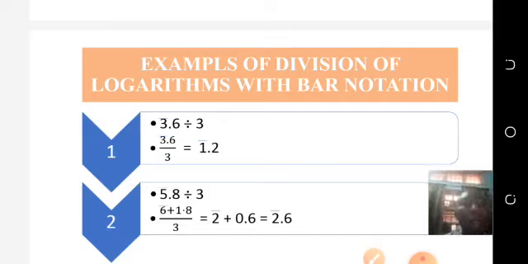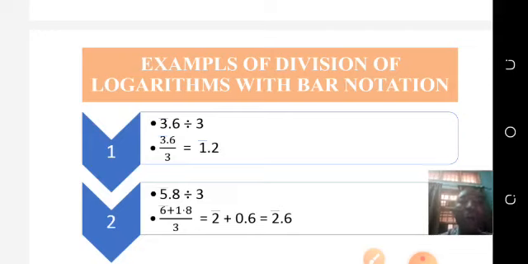Let me run you through this mental sum. Example 1. Bar 3.6. We are asked to divide it by 3. Bar 3.6 is the dividend, 3 is the divisor. 3 can still divide 3, isn't it? When you use 3 to divide bar 3, it will give you bar 1. 3 divided by 6, that will give us 2. Very easy. That means bar 3.6 divided by 3 will give us bar 1.2.